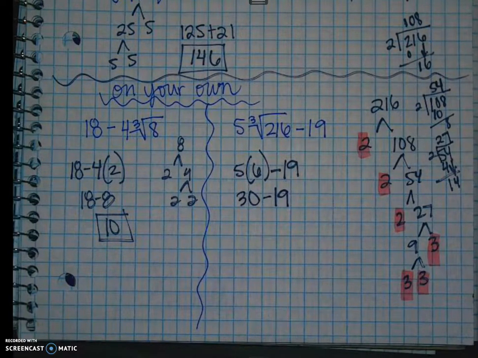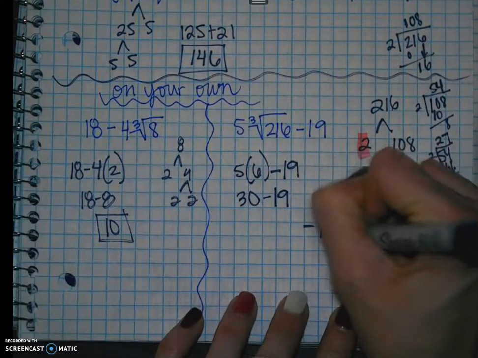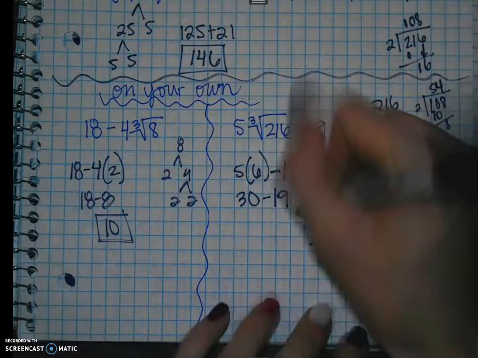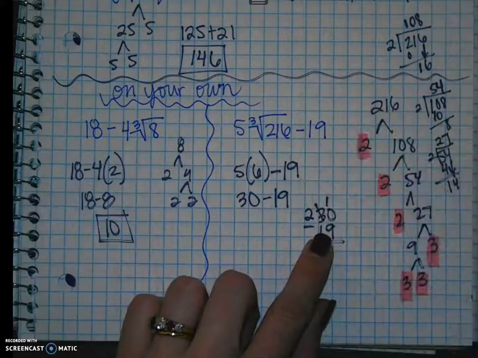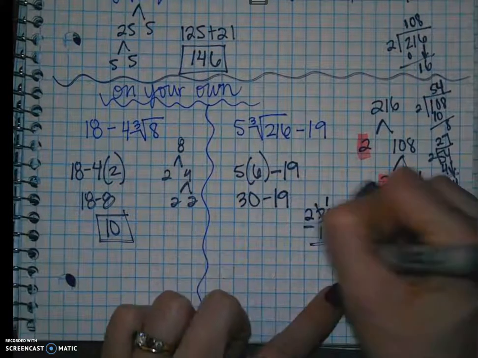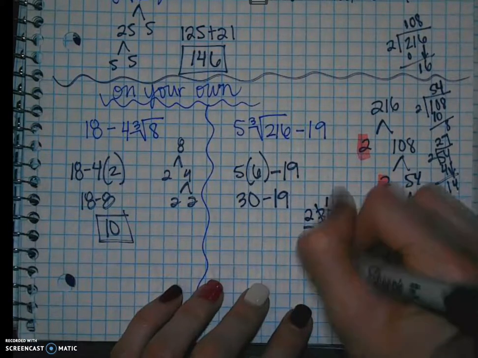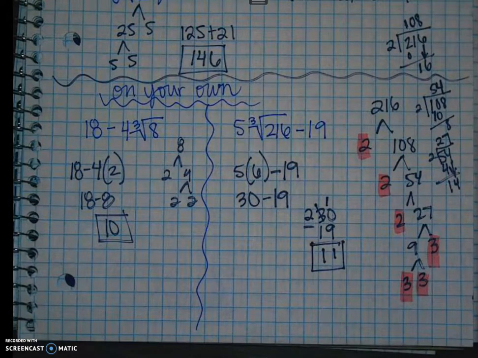Now, for those of you that struggle with mental math, just write it out. 30 minus 19. Can you take 9 from 0? Nope. So borrow 1 from the 3. That changes to a 2. Then you're going to bring the 1 over. 10 minus 9 is 1. 2 minus 1 is 1. So your answer is just 11. So guys, make sure you have that written down.